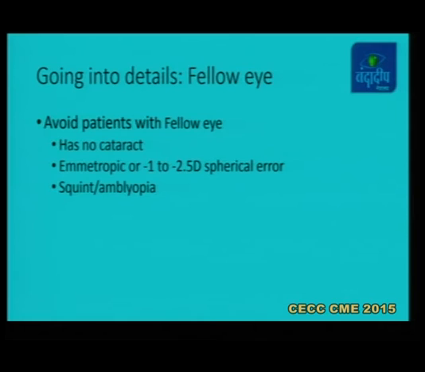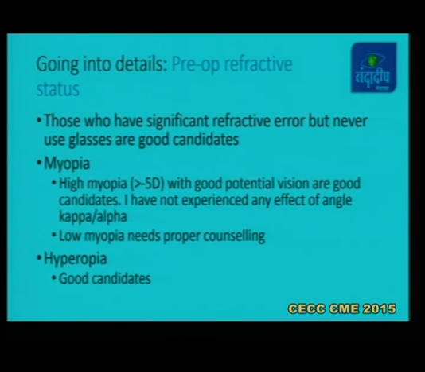So you have to explain these things to the patient very much in detail before the surgery, that the eye with the natural lens is going to behave much better for that particular distance than your operated eye. Also the squint and amblyopic eye, you have to just avoid. Preoperative refractive status is very important.